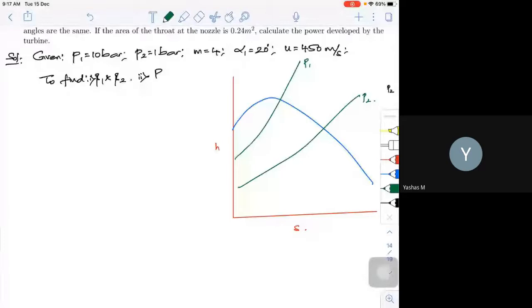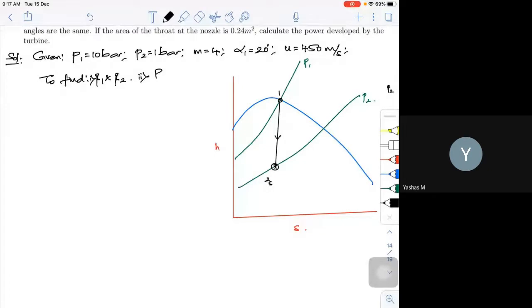Now the steam is expanding from point 1. It is dry saturated, that means this is the point, I call this 1. Suppose it's expanding isentropically, it will drop something like this. It will be simply a vertical line to this point, which I call 2S, that is 2 isentropic.